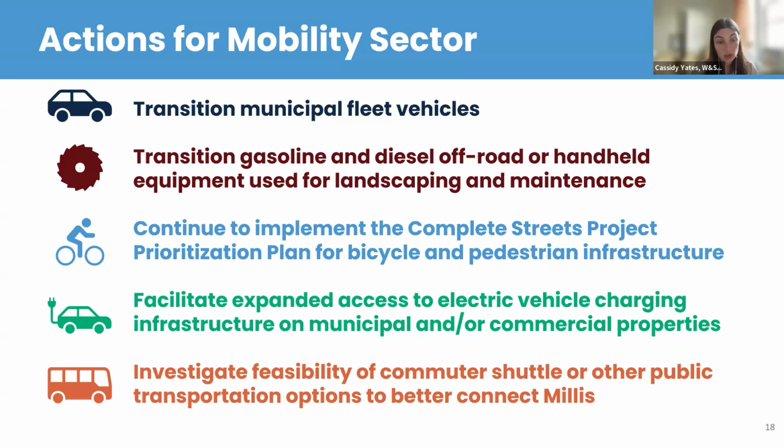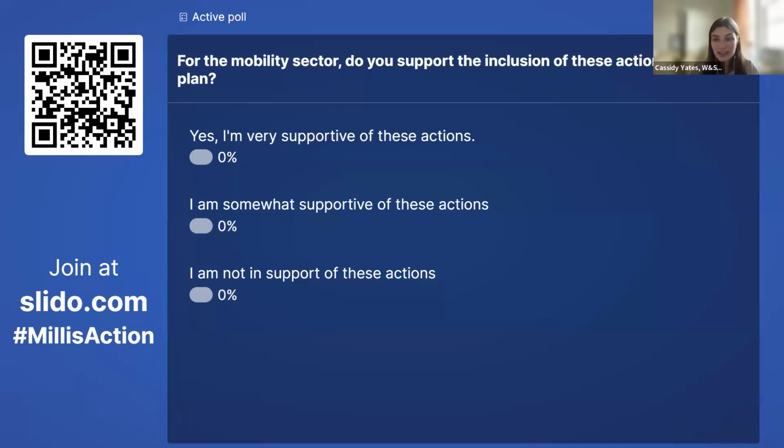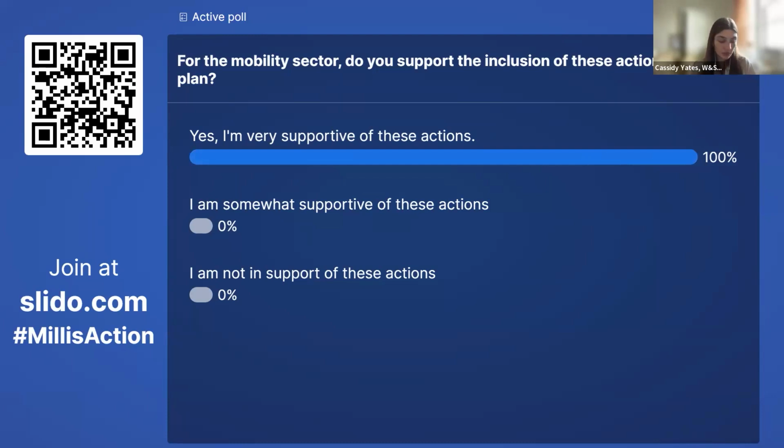And the last one shown here is to investigate the feasibility of a commuter shuttle or other public transportation options to better connect Millis with surrounding communities and existing public infrastructure or public transportation. Once again, we'll just ask for some thoughts here in the Slido program, if you're supportive, somewhat supportive, or not in support of these. Great, and we've got 3 supportive votes.